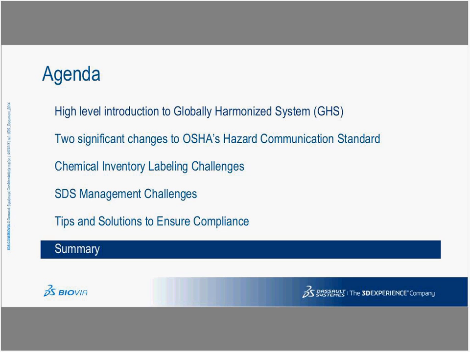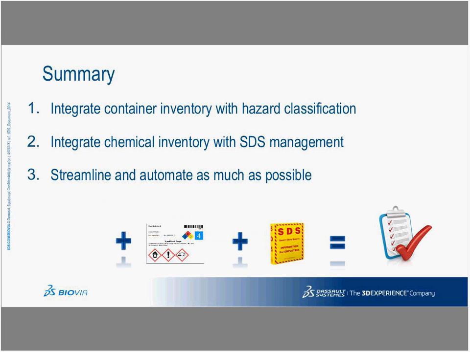It all comes down to just a quick summary. What we've seen over time is that if you can integrate container inventory, so the basics of logistics with classification, then you can be in compliance. You can put those two things together, build it once, use it many. When you then take that inventory and integrate it with SDS management, you're then meeting the second level of compliance.